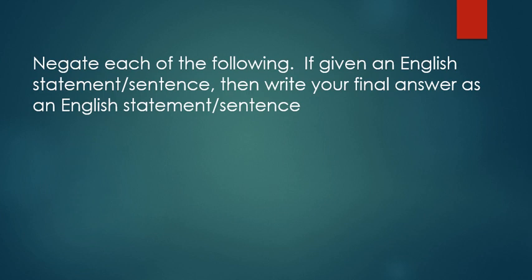So in this video, we're just going to do a few more samples. We'll take the negative of the given quantified statement. Some of these we'll see written as an English statement or sentence, and we'll write the final answer in that form. So first one up, I'm going to take the negative of for all x in D, not p of x and q of x. So for this, this is the quantifier, and that is the statement form.